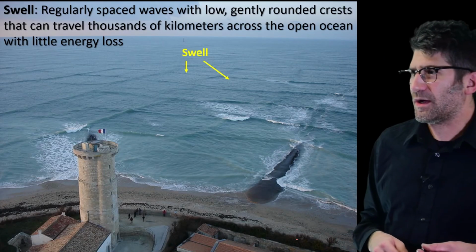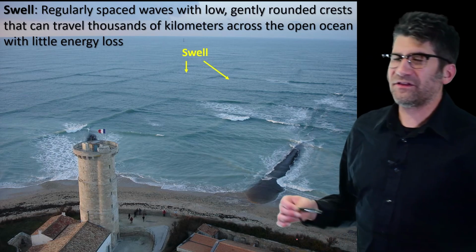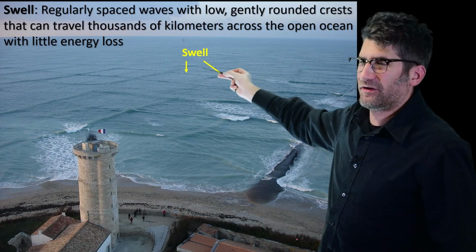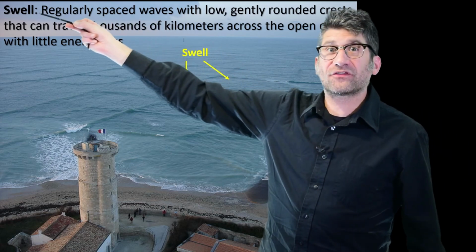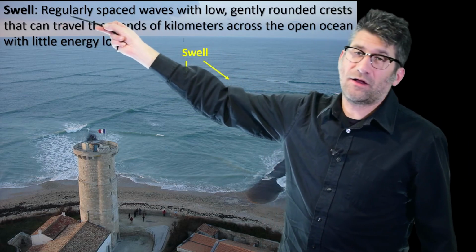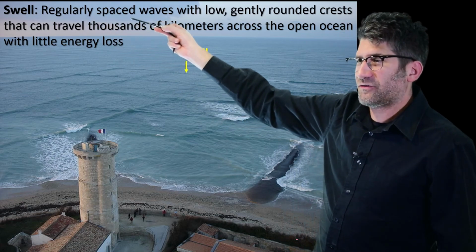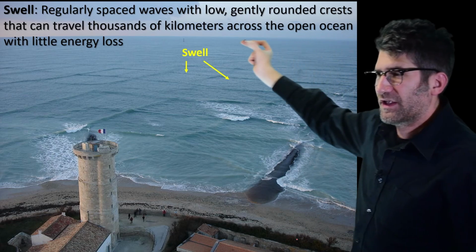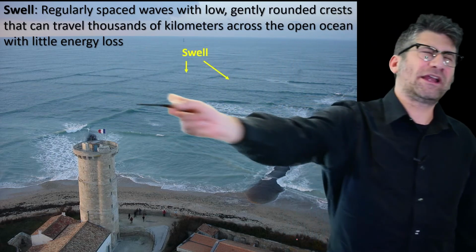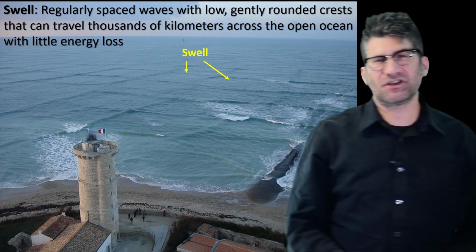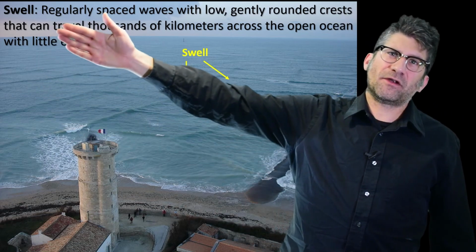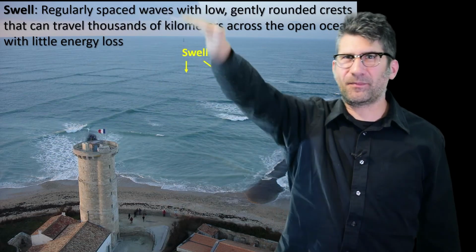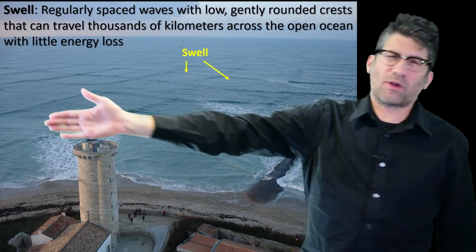Okay, moving on. Based on wave dispersion, we often see a regular spacing of waves out in the open ocean. We call this swell. So this is swell. Isn't that swell? It's regularly spaced waves. These have low, gently rounded crests, and these can travel over great distances across the ocean. If you've ever been out in a boat in the ocean, every once in a while you bob up and down. That's your boat as the swell is moving by.